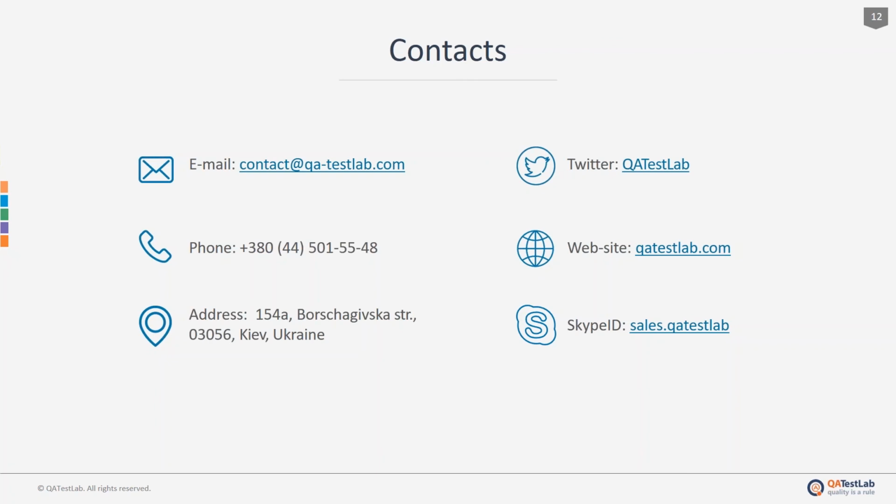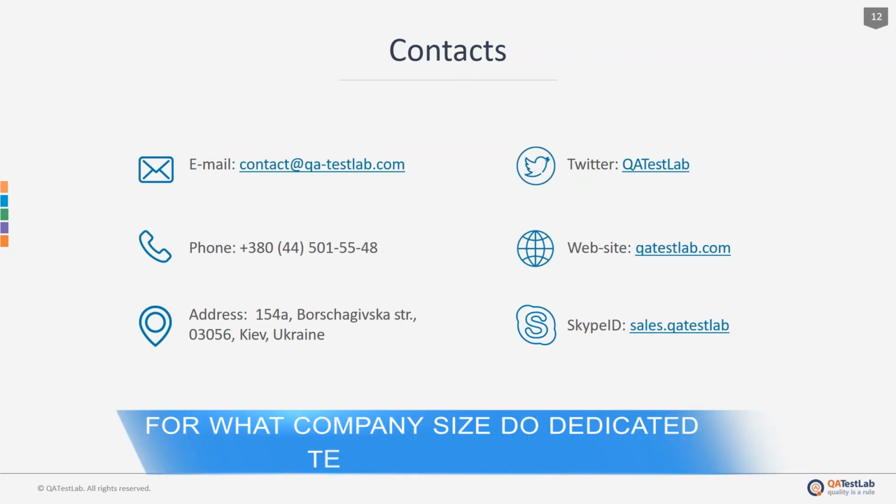The next question is, for what company size do dedicated teams fit best? I think it will be for small and middle companies because these companies have not such a big budget, not such a big process, and a dedicated team could really help these companies.